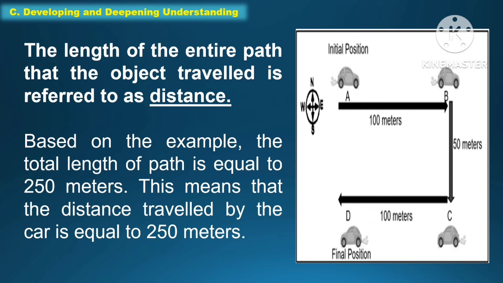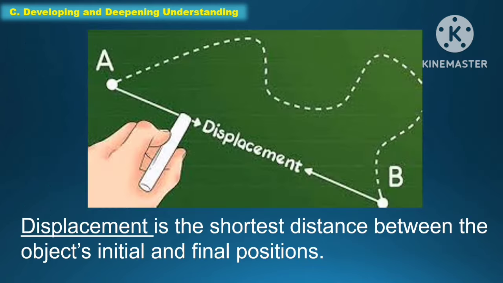Based on the example, the total length of path is equal to 250 meters. This means that the distance traveled by the car is equal to 250 meters.